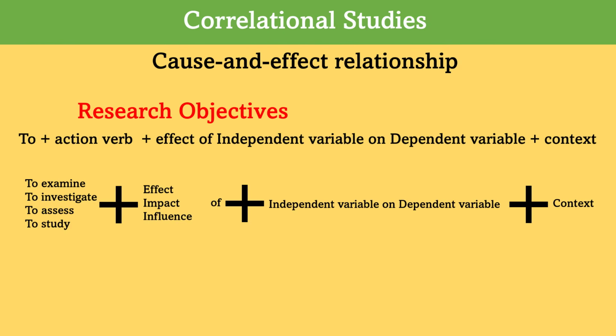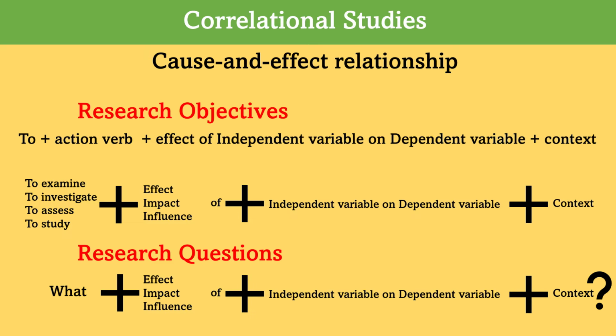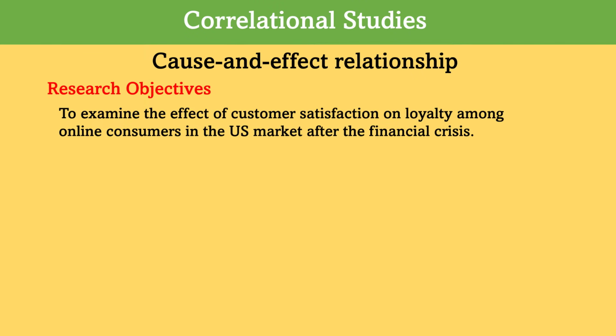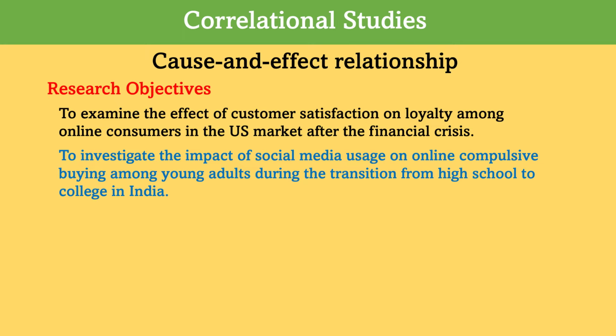Then the format for the research objective will be like to examine the effect of independent variable on dependent variable in a specific context. And the research question can be stated as, what is the effect of independent variable on dependent variable in a specific context? Here you can see some examples. To examine the effect of customer satisfaction on loyalty among online consumers in the US market after the financial crisis. Or to investigate the impact of social media usage on online compulsive buying among young adults during the transition from high school to college in India.